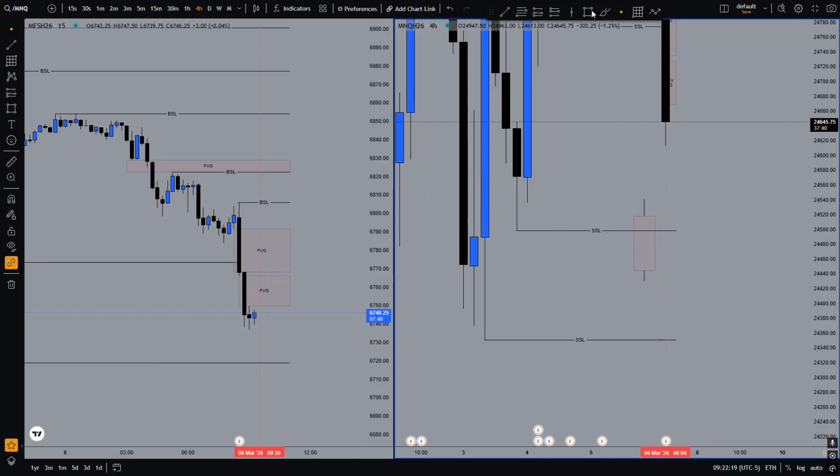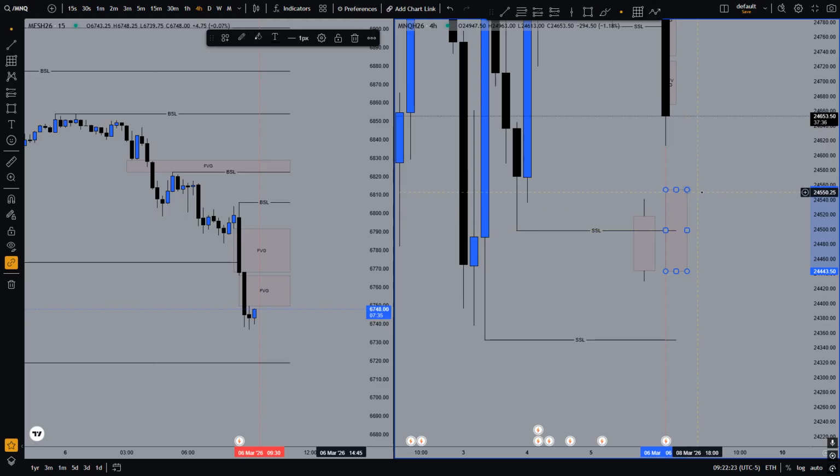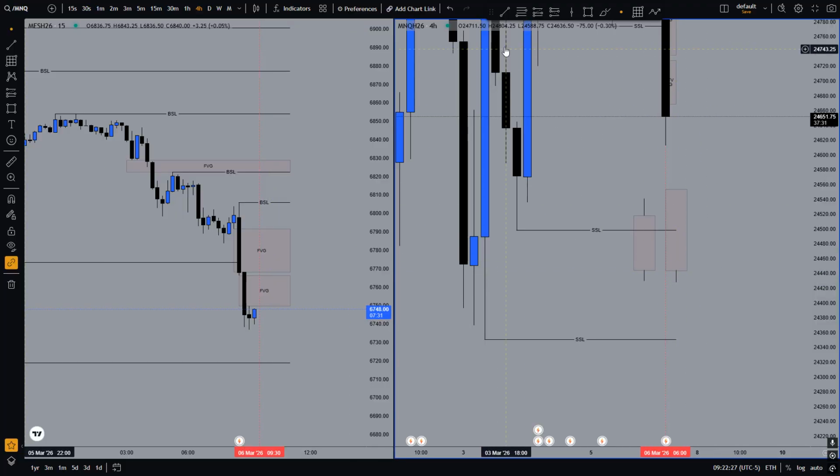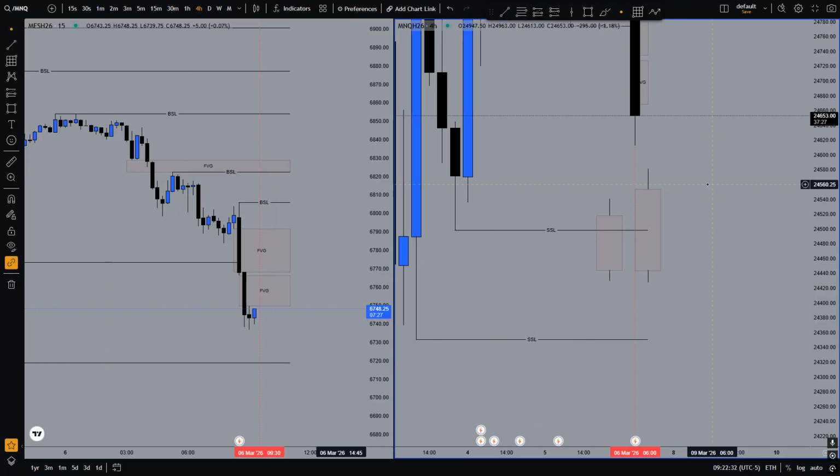Here's that wick. But then the following candle that we open up is one to the upside, showing that there is order flow in the opposing direction, and that's where you look for your inverse, your change in states, whatever it may be.